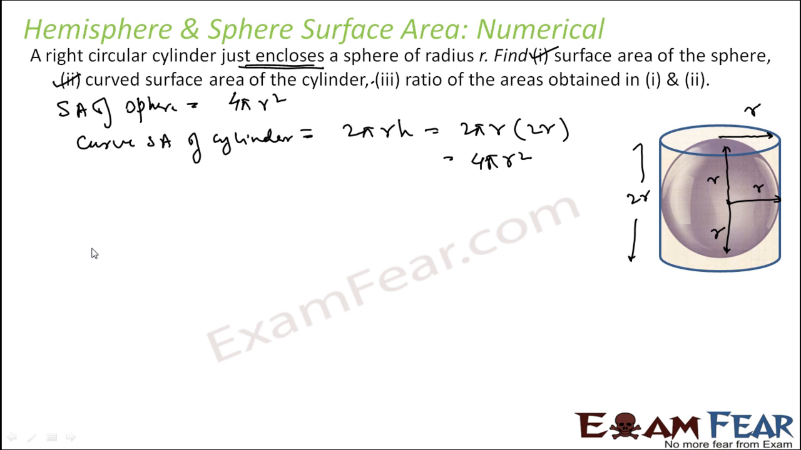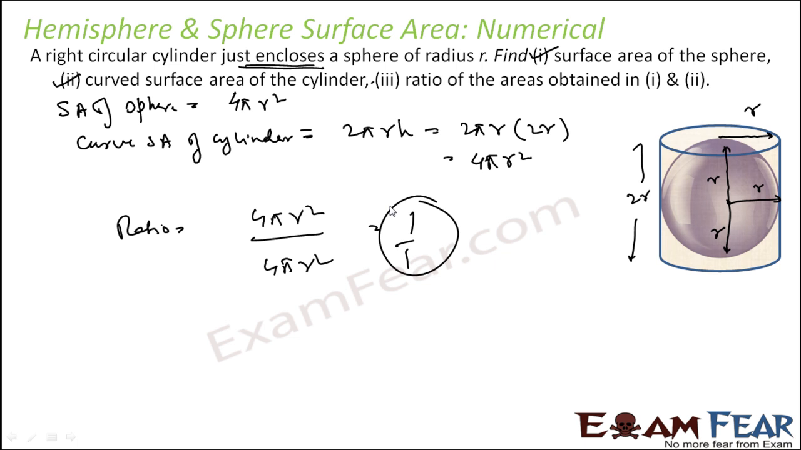Ratio of areas obtained in 1 and 2, pretty easy. So ratio is nothing but the first value what we got 4 pi r square, second value what we got 4 pi r square, and that is 1 by 1. The ratio is 1 by 1. The trick here was the height of the cylinder was not given. You have to understand that the height of the cylinder will be 2r, because the cylinder just encloses the sphere.